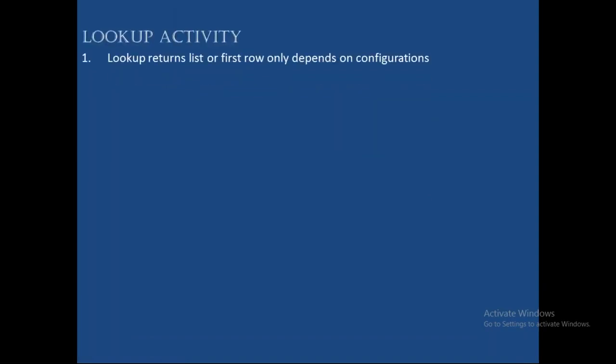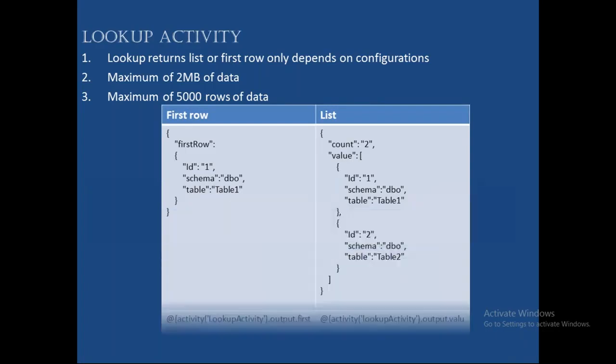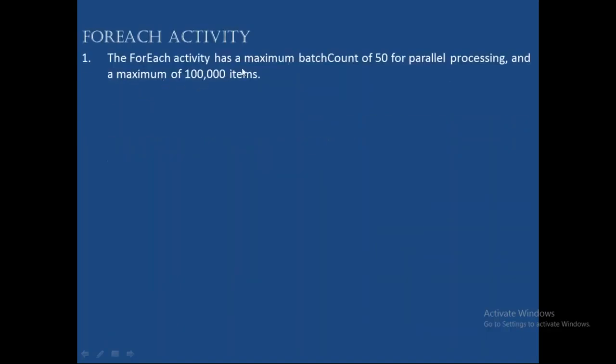Lookup returns a list or first row only, depending on the configuration as we discussed. It will return a maximum of 2 MB of data, or a maximum of 5000 rows. If you are asking only for the first, it will give only the first row. If you are asking for all the values, then it will give you all the items. Lookup activity dot output dot firstRow means only this row. Lookup activity dot output dot value means all the items will come. We discussed this as well.